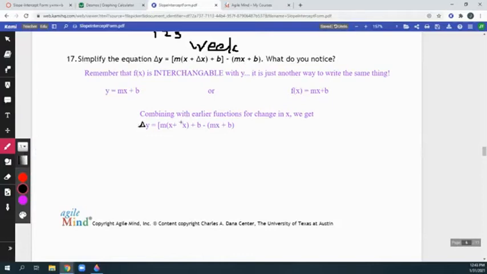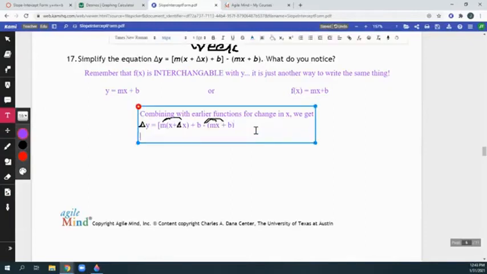Triangle Y, triangle X, remember that's delta. It means how much something changed. Okay, so we've got this. I'm going to distribute the M. I'm going to distribute the negative. That's going to give me this: change in Y equals MX plus M times change in X, minus X minus B.